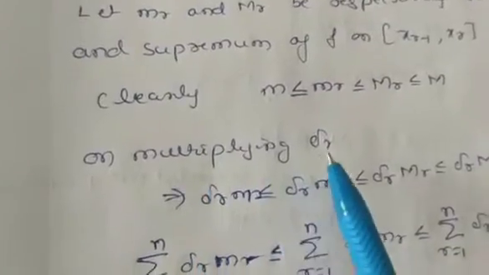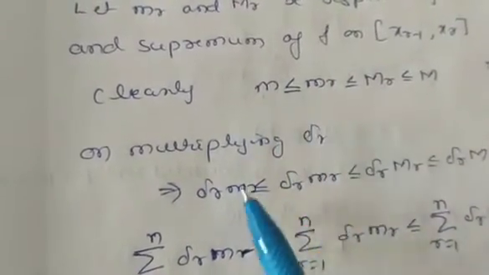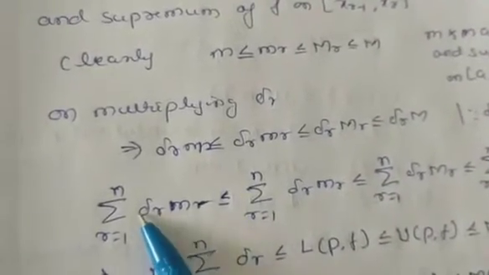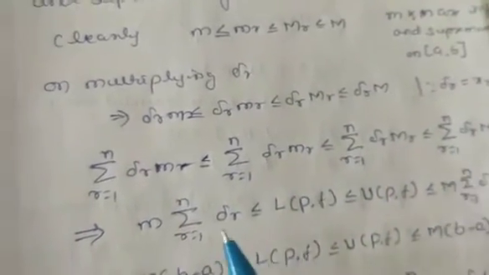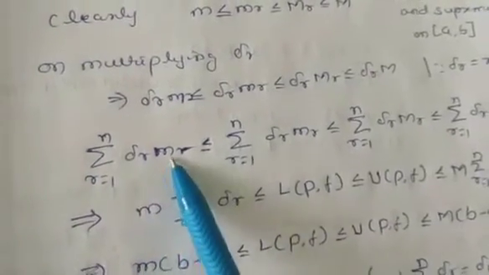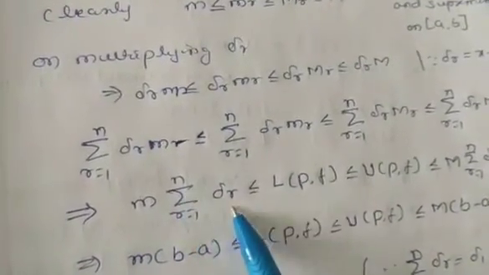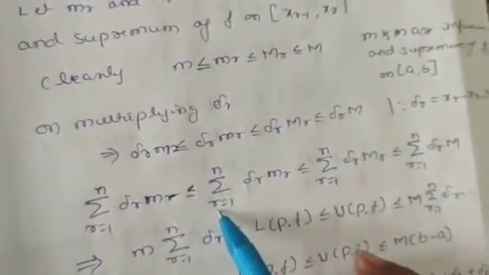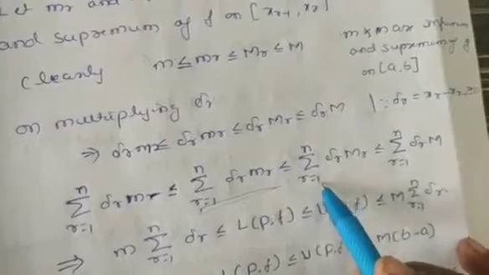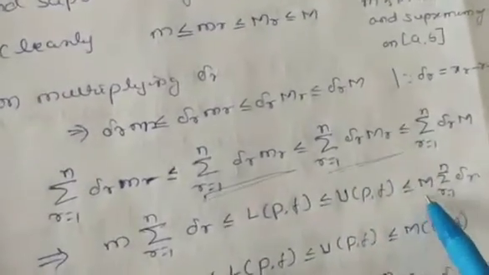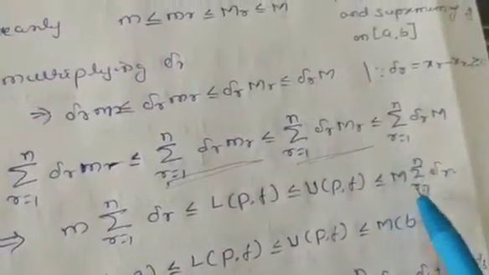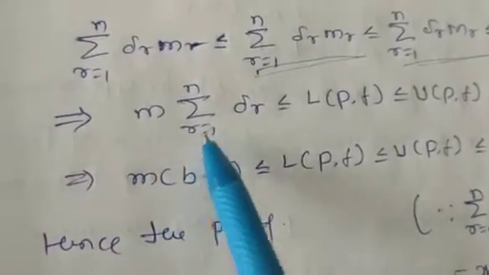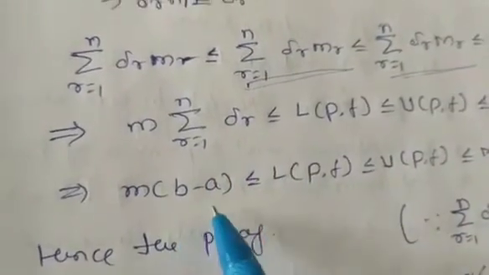Now multiplying on both sides by delta r, we multiply each term by delta r, and we get the following. Then apply sigma from r equals 1 to n to all the terms. Taking m outside, it becomes m times the sum of delta r. We know this is the definition of L(P, f), and this one is the definition of U(P, f), which is less than capital M times the sum of delta r, r equals 1 to n.